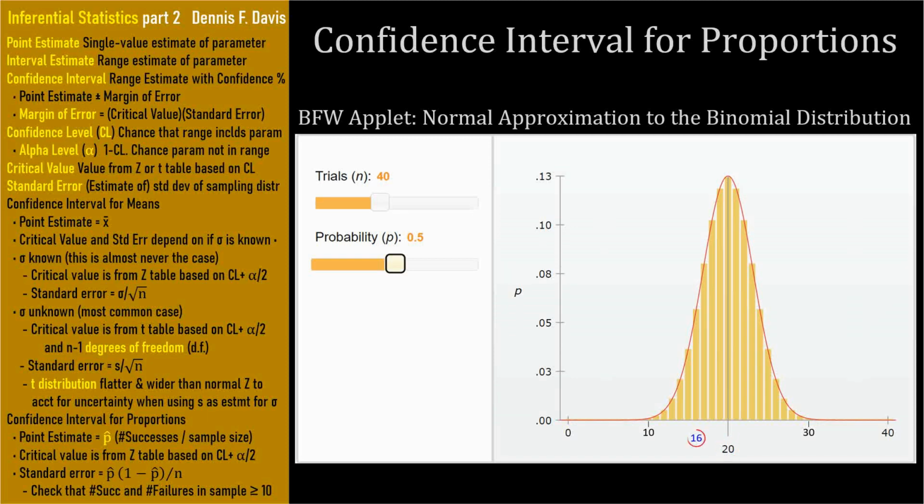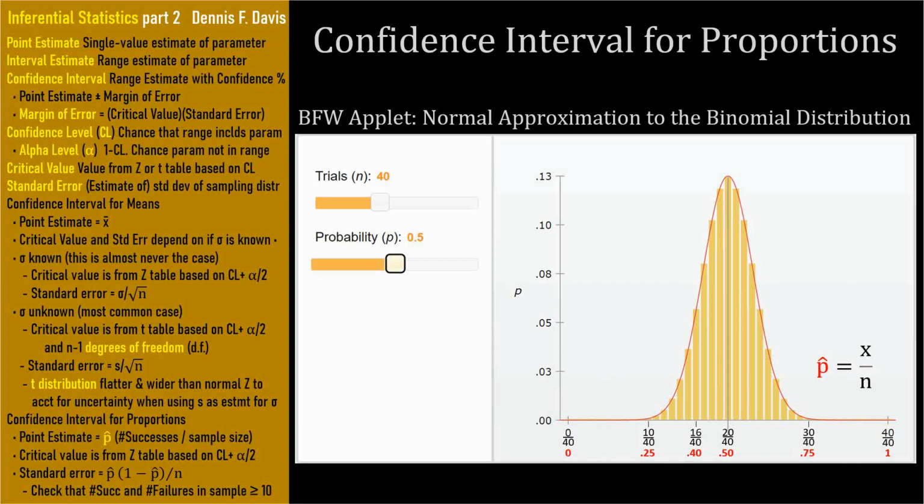That's what the binomial distribution shows us, the likelihood of different numbers of successes for particular values of n and p. If we were to divide the numbers on the horizontal axis by n, which here is 40, then the distribution would be the sampling distribution of the proportion, because p hat equals number of successes divided by n.